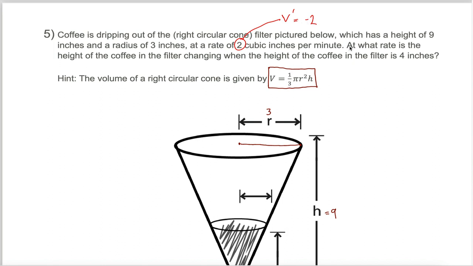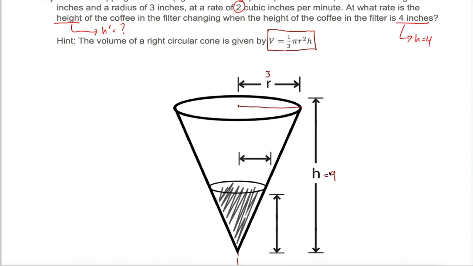What I'm asked is, at what rate is the height of the coffee in the filter changing? So again, we've got the keyword rate that's telling us that this is a derivative. Derivative of height is what we're interested in. H prime is going to end up being our answer. When the height of the coffee in the filter is 4 inches. So at the moment when H is equal to 4.